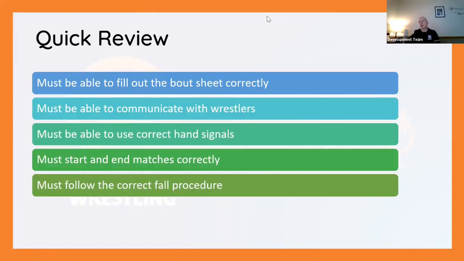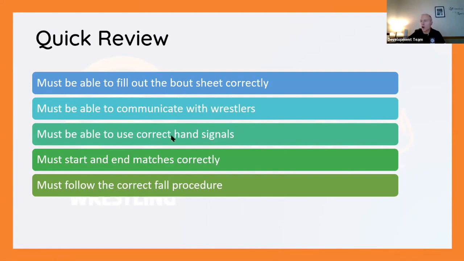We're a little bit over an hour now, so I know there are certainly a lot of questions that a number of you have brought up, and I appreciate you taking the time to do that. Just a quick reminder, we went through being able to fill out the bout sheet correctly, which is important. Communicating with the wrestlers is an important part of this process. Being able to use correct hand signals, and we went through a variety of those. You must start and end matches correctly, and then follow the correct fall procedures.